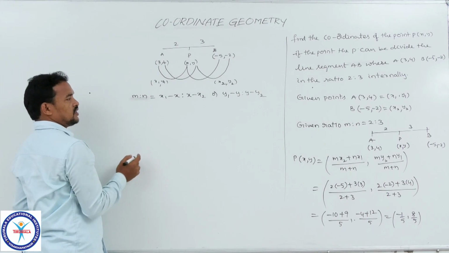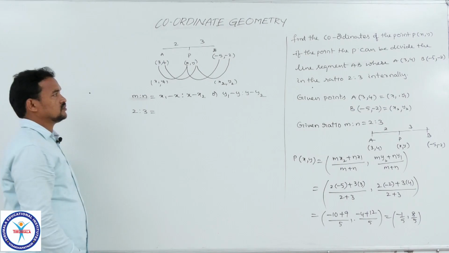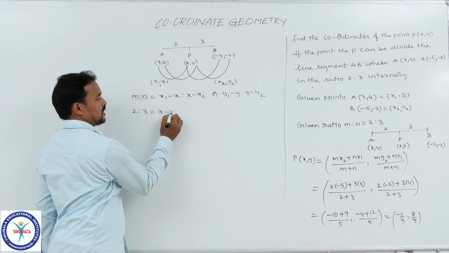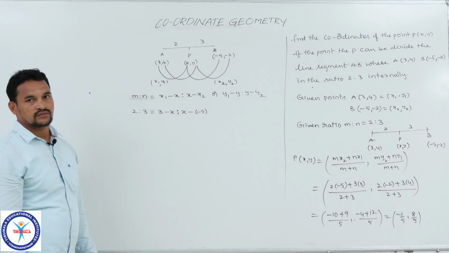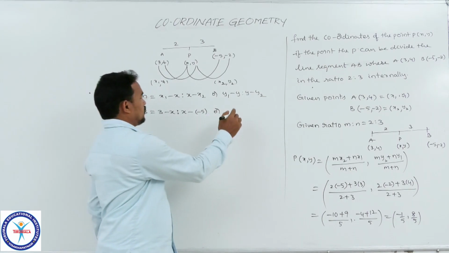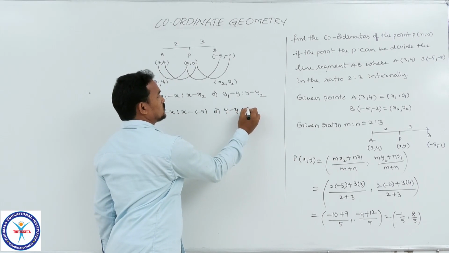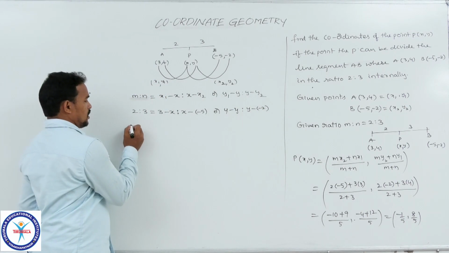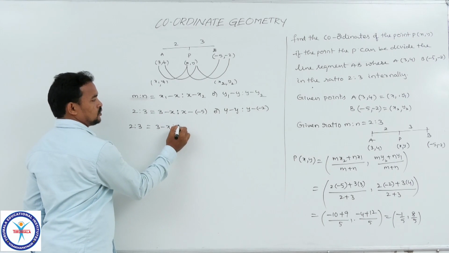In m is to n, what is given here? 2:3. Now 2:3 is equal to x1 minus x: x1 means 3, 3 minus x is to x minus of minus 5. Or y1 minus y: y1 means 4, 4 minus y is to y minus of minus 2. You see, now 2:3 is equal to 3 minus x is to x plus 5.